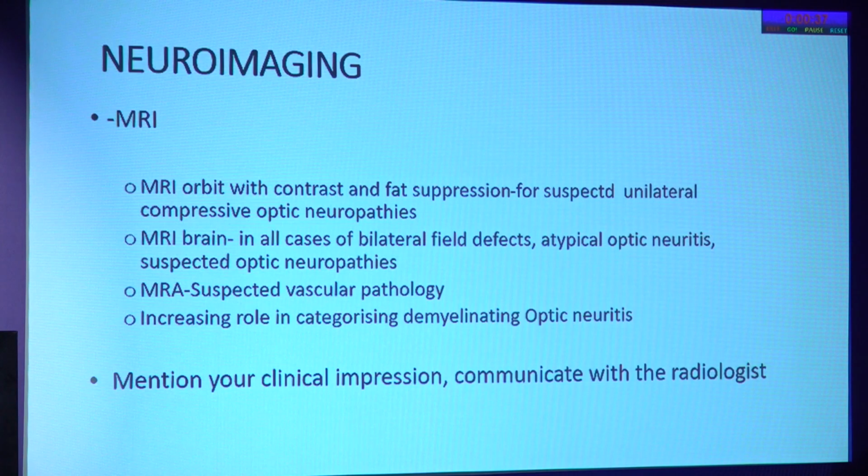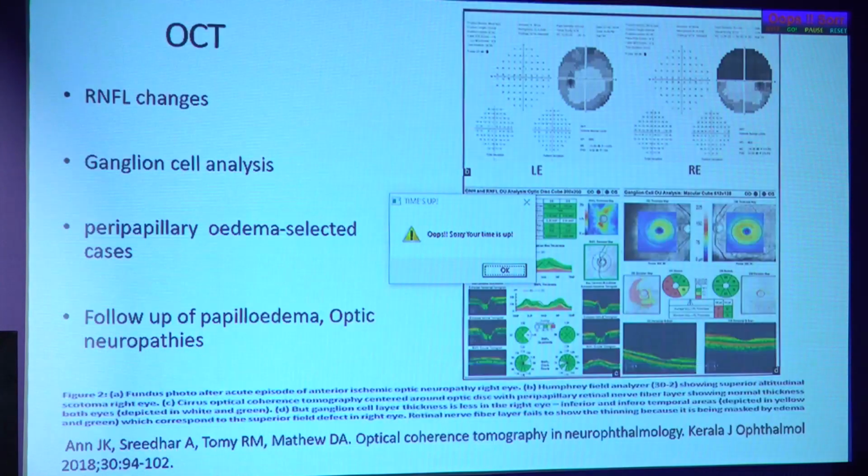Now, neuroimaging is a must. You should not think twice about it if you really feel it is indicated. MRI orbit is how we customize: if you really suspect a compressive optic neuropathy, then you go for MRI orbit. If you have a bilateral field defect or atypical optic neuritis, MRI brain is a must. In vascular pathologies, MR angiography. And we have to categorize demyelinating optic neuritis or immune mediated. A lot of findings are there in the MRI. So anyway, it is an indication, and always communicate with the radiologist for better results.